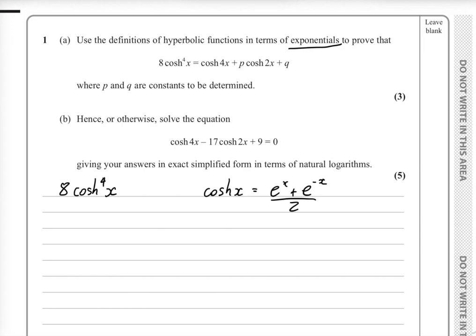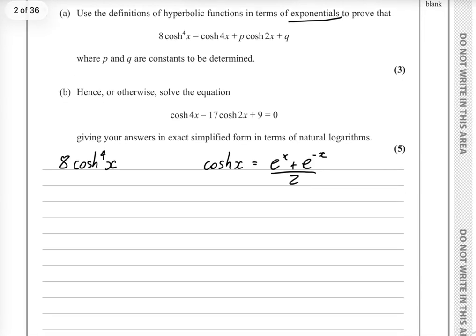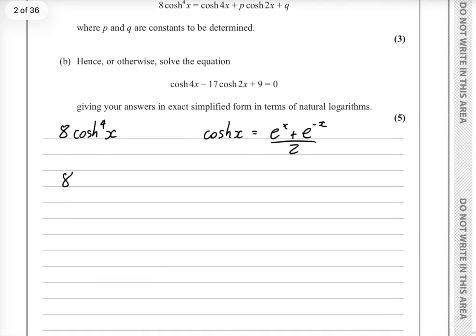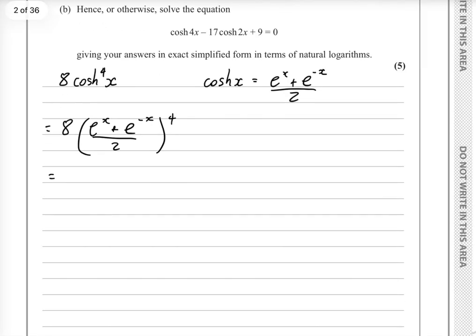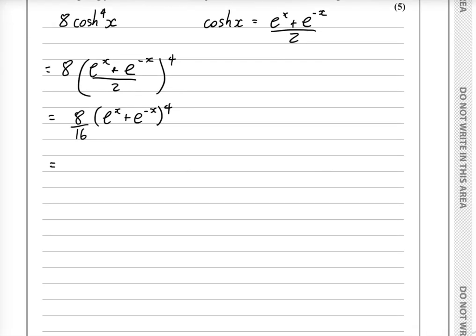We're going to substitute that in, expand out the power 4 bracket, and hopefully it will give us some terms that we want. That's 8 times e to the x plus e to the minus x over 2 to the power of 4, and the power 4 goes on the 2 as well, that's 16, so 8 over 16, and then e to the x plus e to the minus x to the power 4, and we're just going to expand that as we normally would, 1 over 2 lots of e to the 4x.